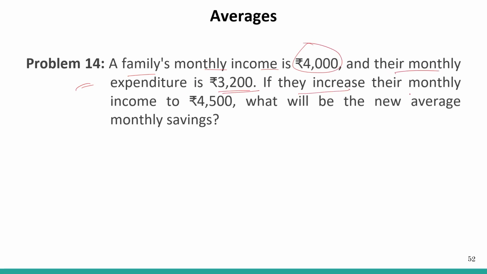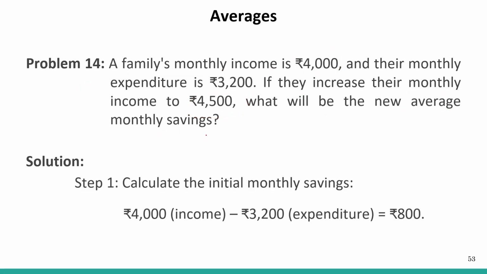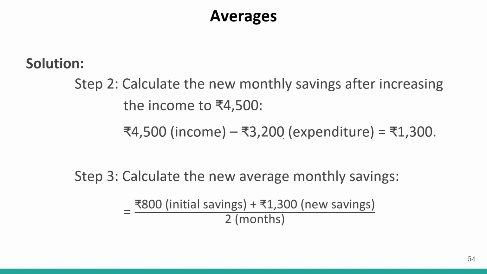So if they increase their monthly income to 4,500, what will be the new average monthly savings? Let's see the step-by-step solution. Calculating the initial monthly savings: income minus expenditure, that becomes 800 in this case. Now calculating the new monthly savings after increasing the income to 4,500: 4,500 income minus that amount of expenditure is equal to 1,300.